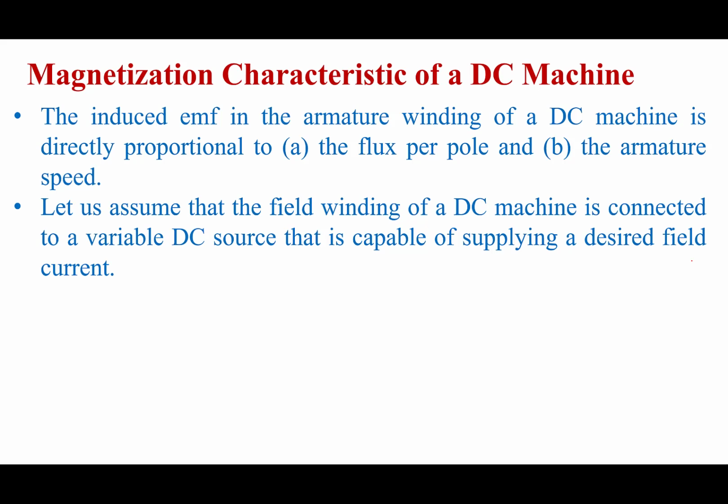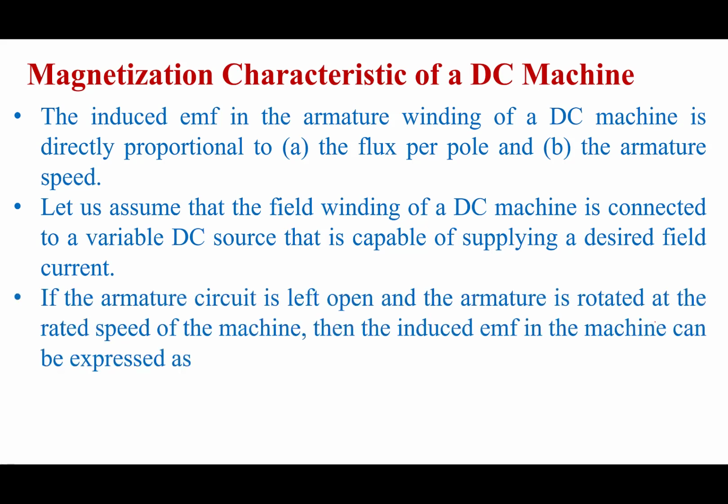So what is the maximum current we can supply to the field? If it is a shunt generator, we can give EA by RF, where RF is the resistance of the field circuit. That much current we can only supply. If we go beyond this, then it will become overheated and it will burn. Therefore the desired current should be given up to the maximum level, not beyond that.